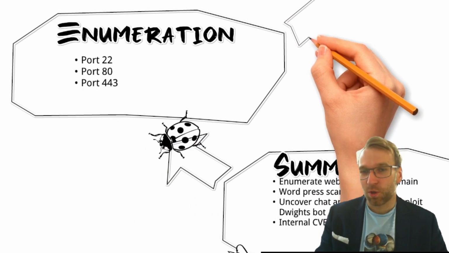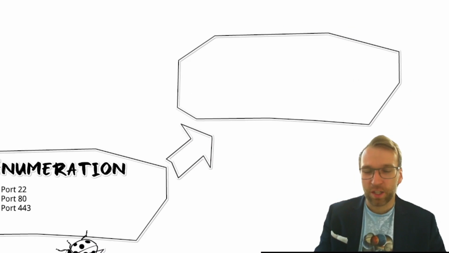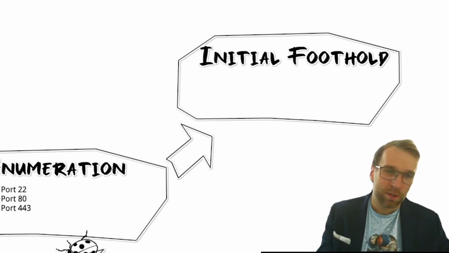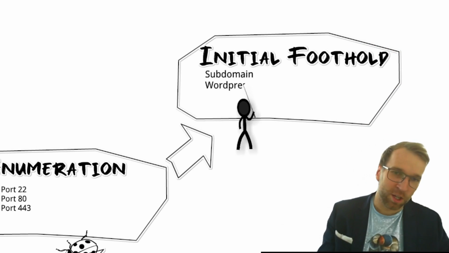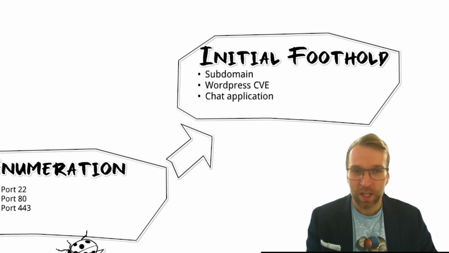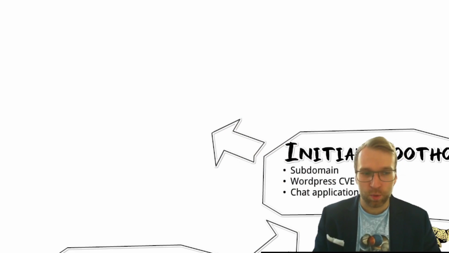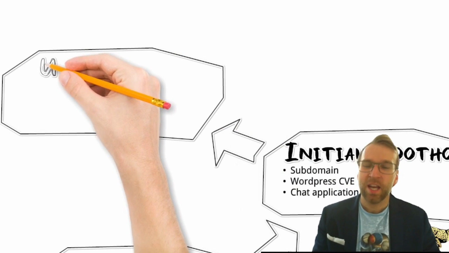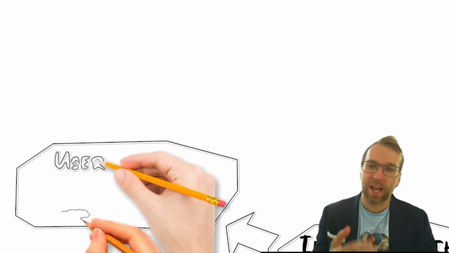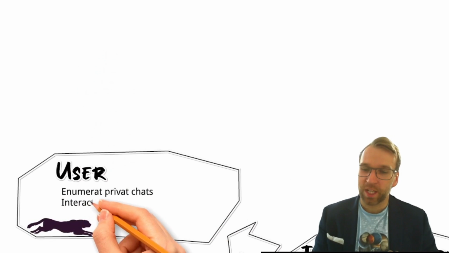We have 3 ports open from the start, 22, 80, 443. Pretty straightforward. SSH, website, secure protocol, non-secure protocol. Initial foothold. We're going to be doing a little subdomain enumeration, but not the normal way. Then we're going to find a WordPress CVE thanks to WP Scan. Then we're going to find a chat application we get access to from that CVE where we read private conversations.